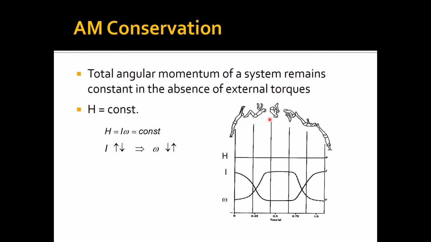Okay, so if you go back to the figure up here, when he changed his posture from layout to tuck, in the first phase, he reduced his radius of gyration, which will eventually reduce his moment of inertia. Then his angular velocity will be increasing. And then during the second phase, from tuck to layout again, he is increasing his radius of gyration, so his moment of inertia will be increasing. Then his angular velocity will be decreasing.